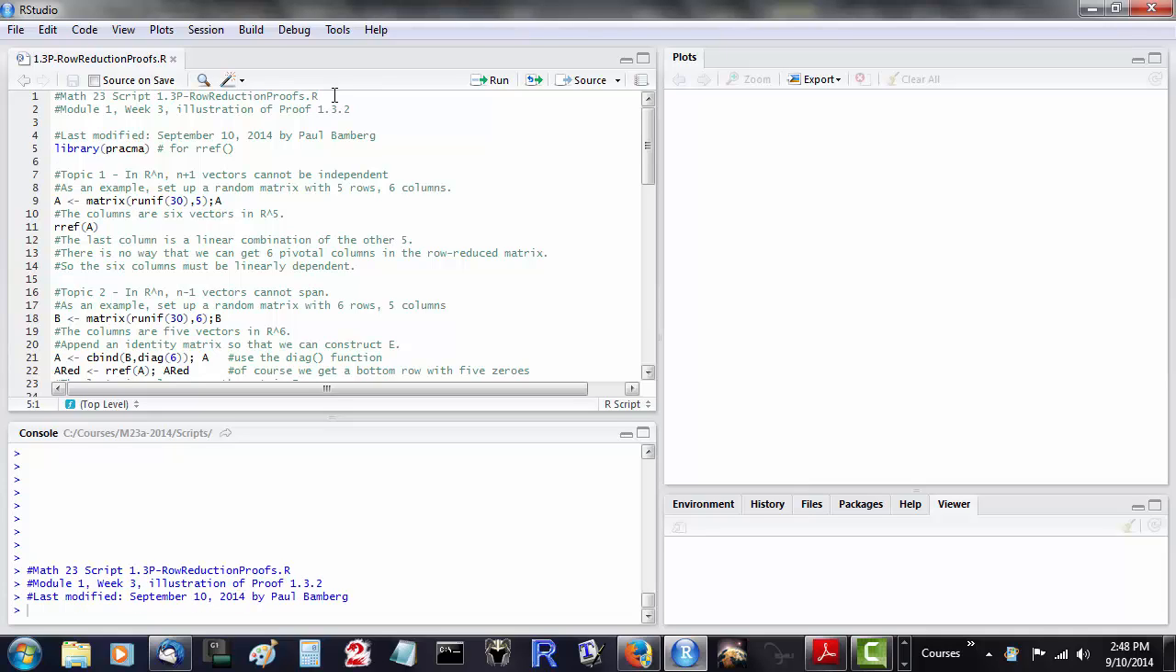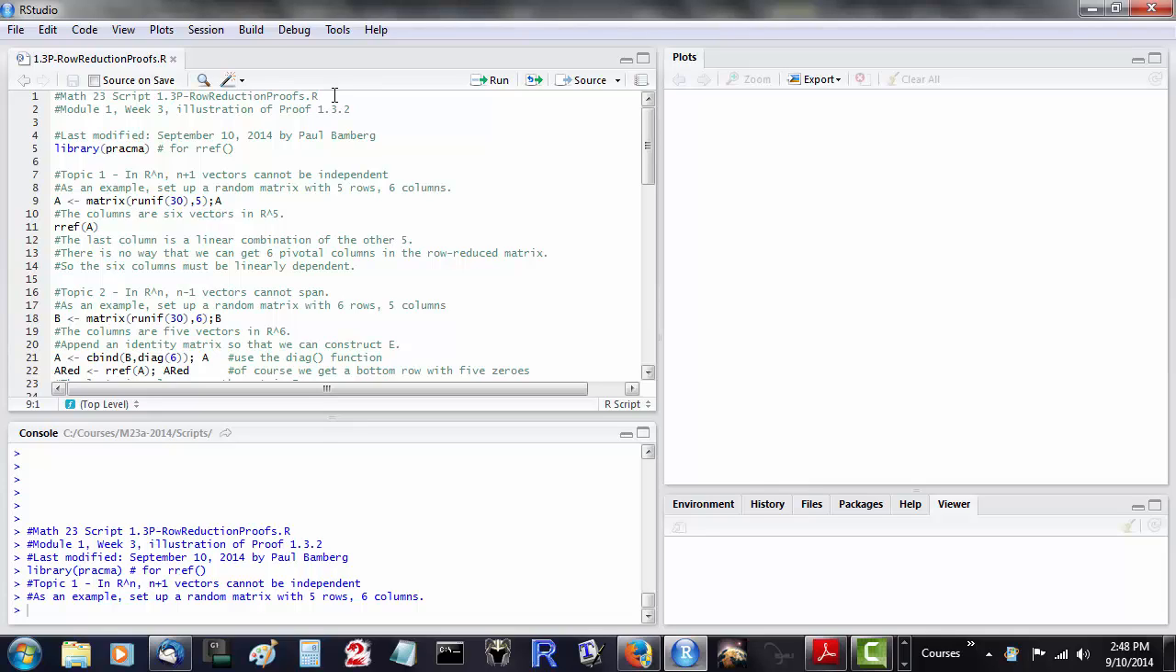I'm not planning to do this row reduction by hand, so I'm loading the practical math library, and I'm going to start with the first and easiest part of this proof, namely the proof that in Rn there's no way that n plus 1 vectors can be independent. So I'm going to set up a matrix that illustrates this. In the case where n equals 5, I will have 5 rows.